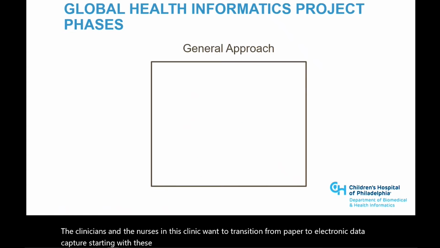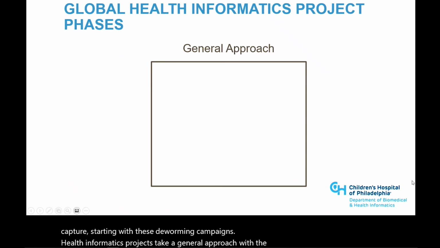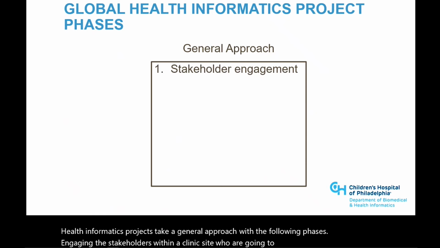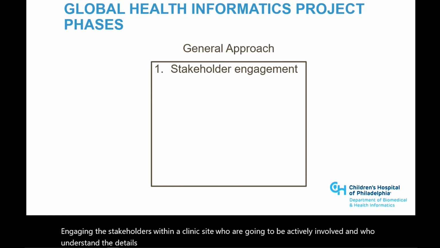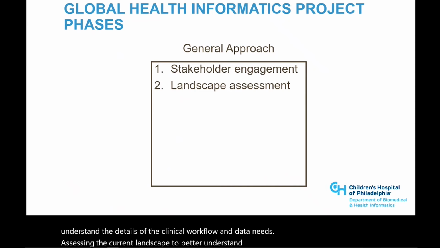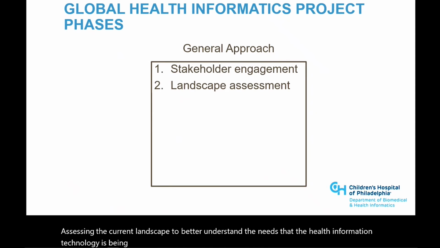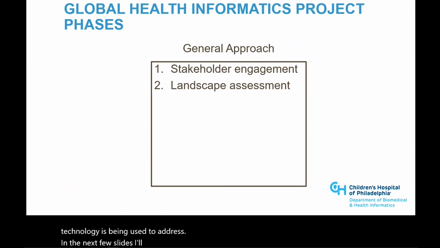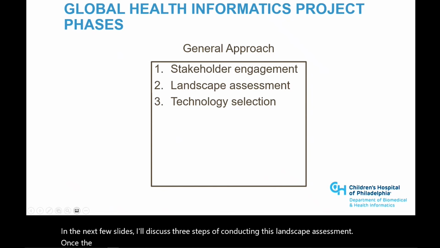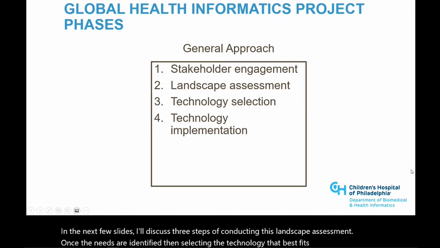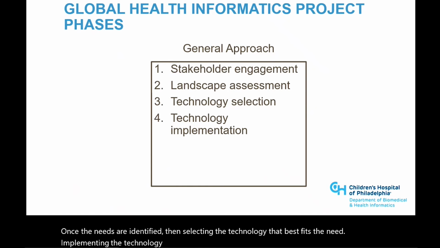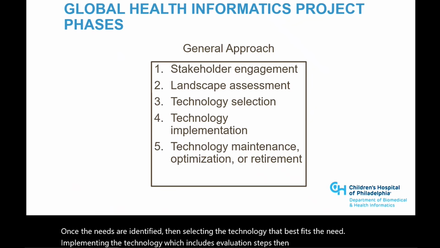Health informatics projects take a general approach with the following phases: engaging the stakeholders within a clinic site who are going to be actively involved and who understand the details of the clinical workflow and data needs. Assessing the current landscape to better understand the needs that the health information technology is being used to address. In the next few slides, I'll discuss 3 steps of conducting this landscape assessment. Once the needs are identified, then selecting the technology that best fits the need. Implementing the technology, which includes evaluation steps, then maintaining, optimizing, or retiring the technology.